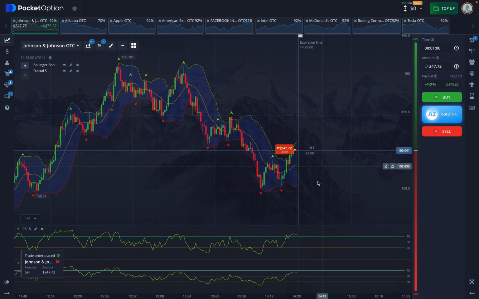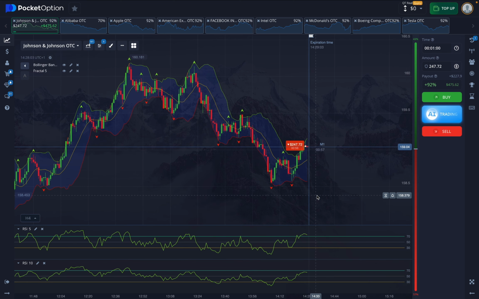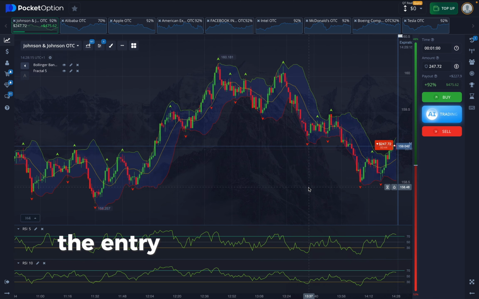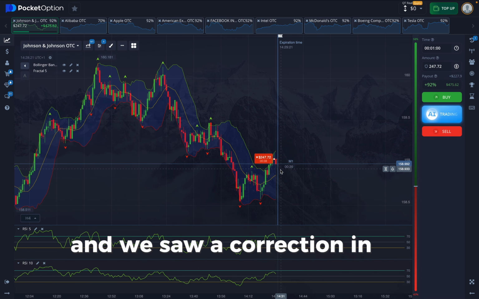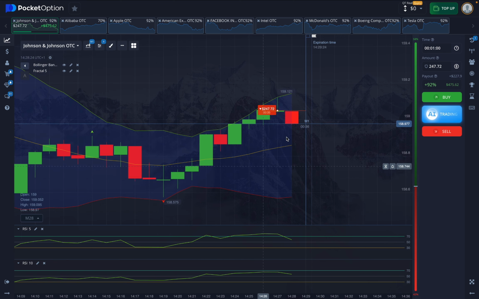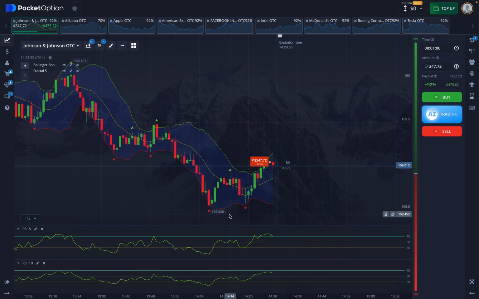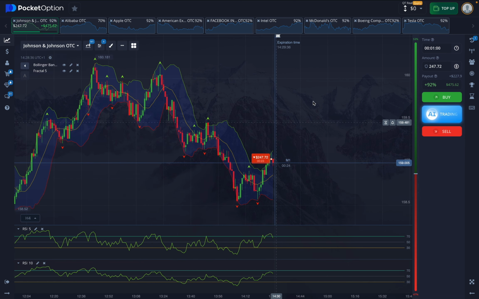Here we also open a position to sell, and there's no need to wait for both oscillators to cross into the overbought zone. In this case, just one oscillator with a period of 5 is enough. It's really simple. The entry is in the direction of the overall trend, which is downward, and we saw a correction in the dynamics. There were also several touches of the upper Bollinger Band, and at the key touch, we see an exit from the overbought zone on one of the oscillators. So, we open the position to sell. Let's watch the result.